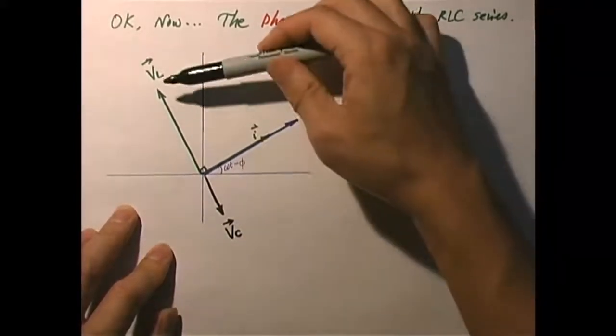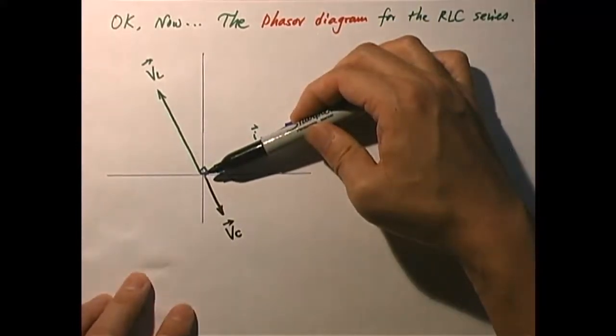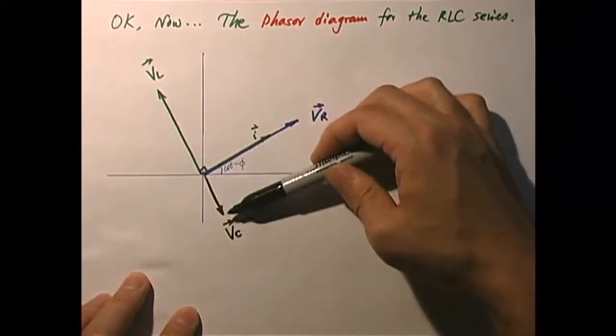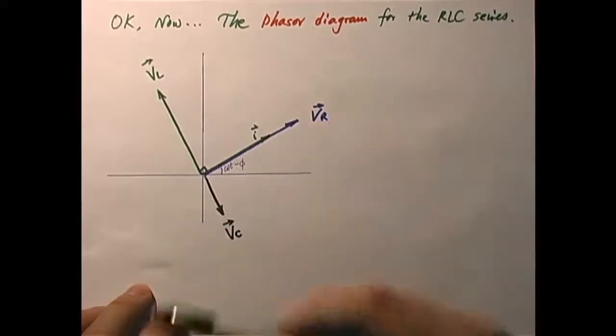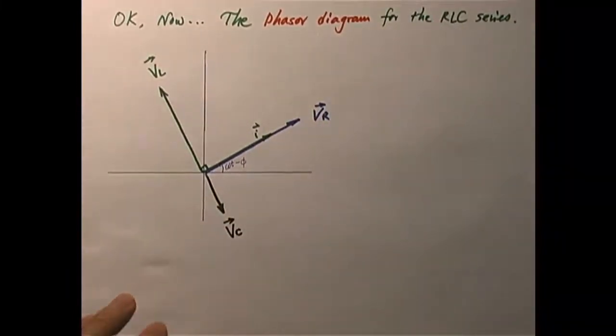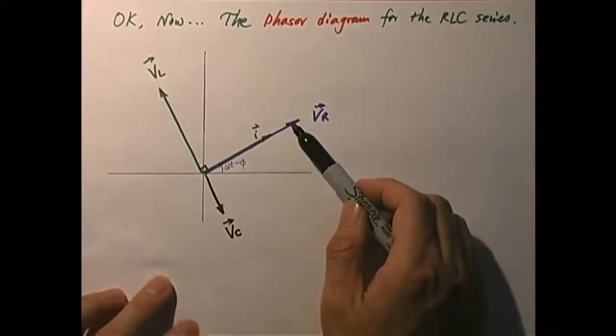By the way, the length of the VL vector is the amplitude of the voltage across the inductor, and that is omega times L times I maximum. Remember that. And what about VC? The magnitude of this vector would be I maximum times omega times C, I'm sorry, I maximum divided by omega times C. And this vector VR should be I maximum times R, of course, Ohm's law.